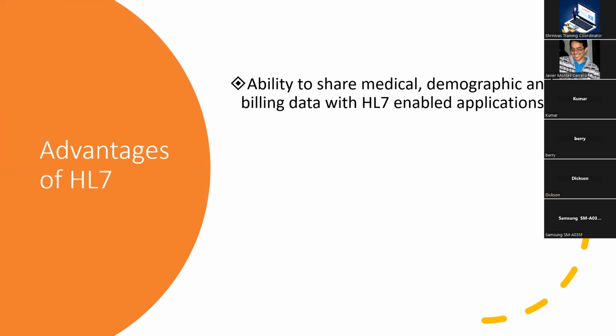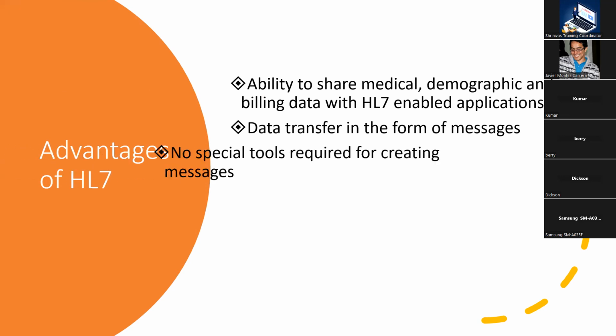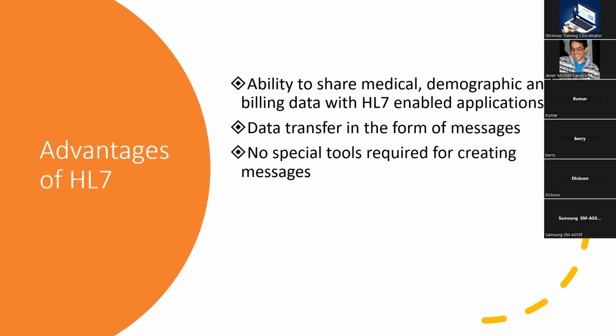So what are the uses or advantages of sharing using HL7 messaging? It will give us the ability to share medical, demographic, and billing data with HL7 enabled applications. Data transfer is purely in the form of messages. So small units of data exchange, small messages, can be transacted from one system to another. No special tools are required for exchanging or creating these messages, and the code is always in human readable format, meaning it is in ASCII format.